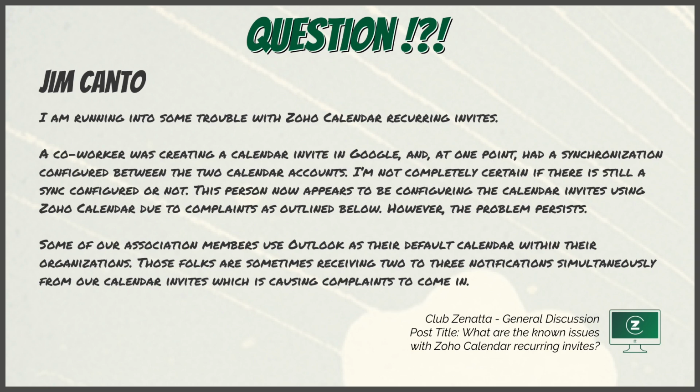A coworker was creating a calendar invite in Google and at one point had a synchronization configured between the two calendar accounts. I'm not completely certain if there is still a sync configured or not. This person now appears to be configuring the calendar invites using Zoho Calendar due to complaints as outlined below. However, the problem persists. Some of our association members use Outlook as their default calendar within their organizations. These folks are sometimes receiving 2-3 notifications simultaneously from our calendar invites, which is causing complaints to come in.